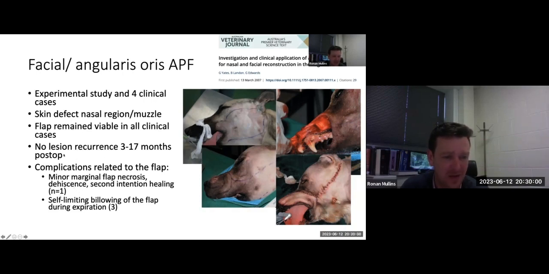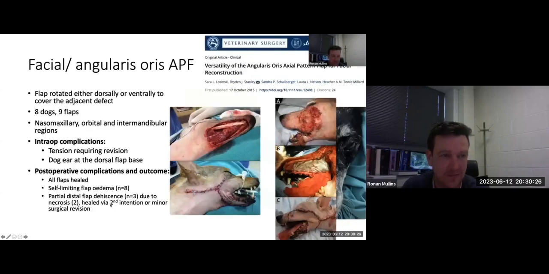And in this study, they had fairly minor complications. All of the flaps remained viable, and as I said, things like minor flap necrosis, dehiscence, second intention healing in one case, and then some self-limiting billowing of the flap during expiration, and that's really as a result of the extent of the tumor resection, because there's opening into the nasal cavity. But this is self-resolving and usually goes away by about 7 days. This is another paper from Dr.